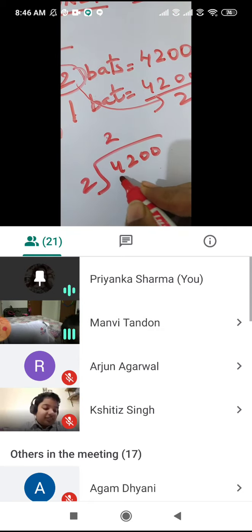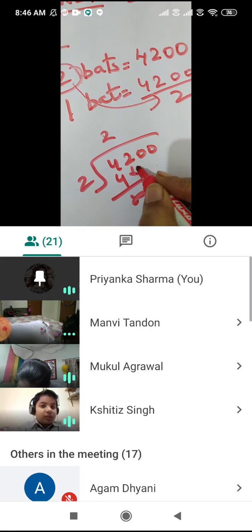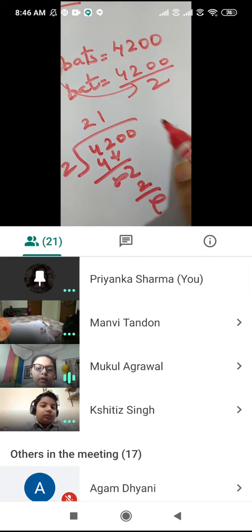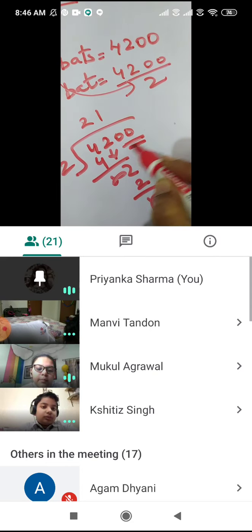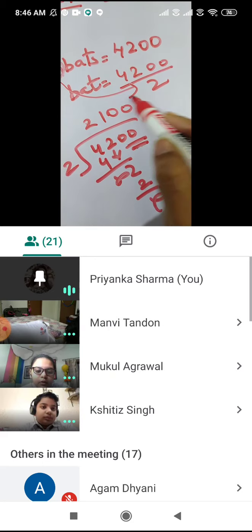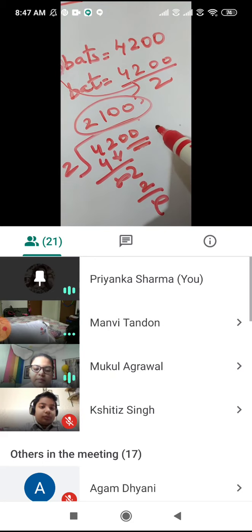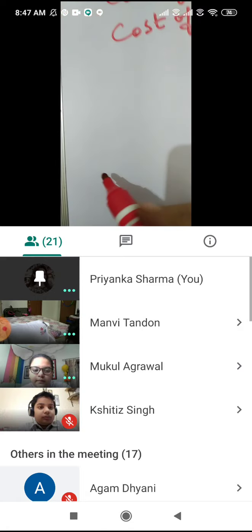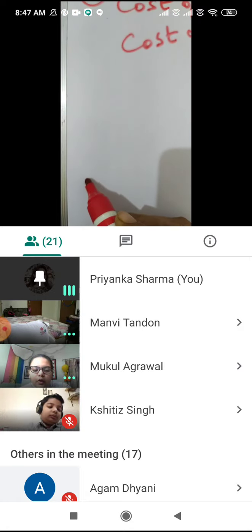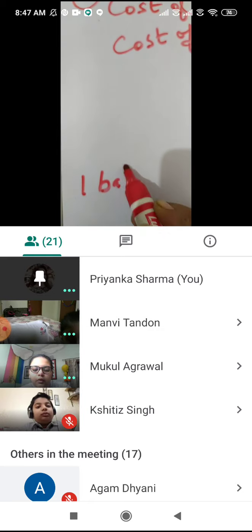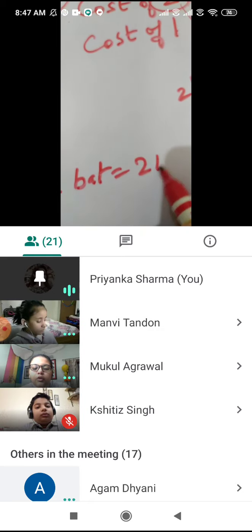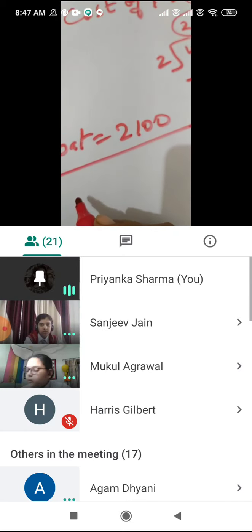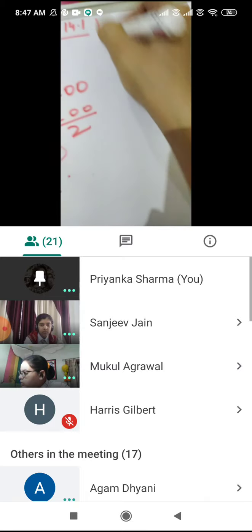2 twos are 4. We will copy 2. 2 ones are 2. These two zeros are left. We are going to copy them on top. These two left zeros. So in deal one, what have we got? In deal one, we have got that the cost of one bat is 2100. Okay.